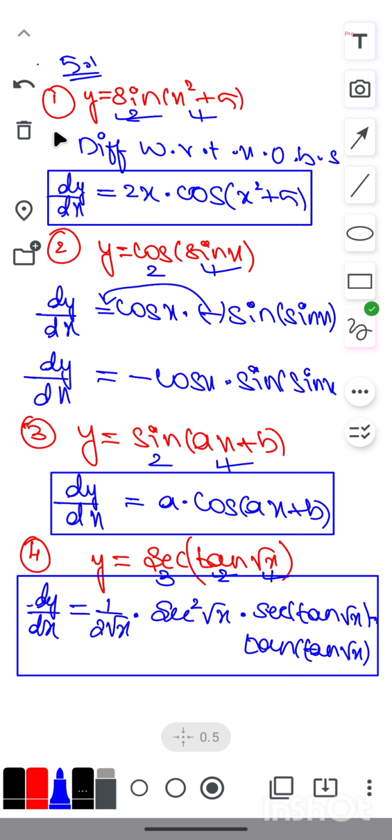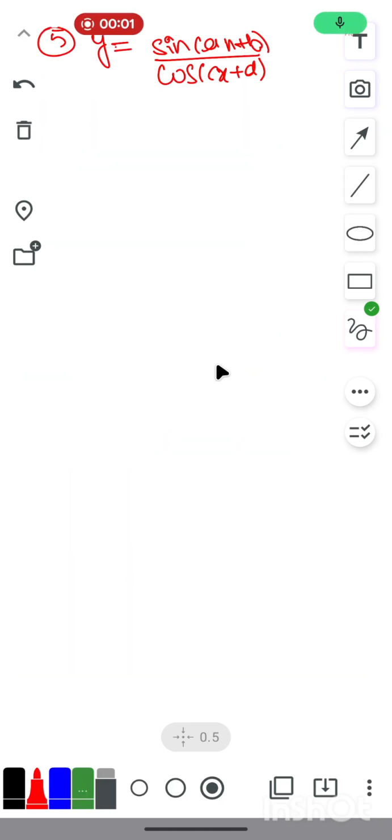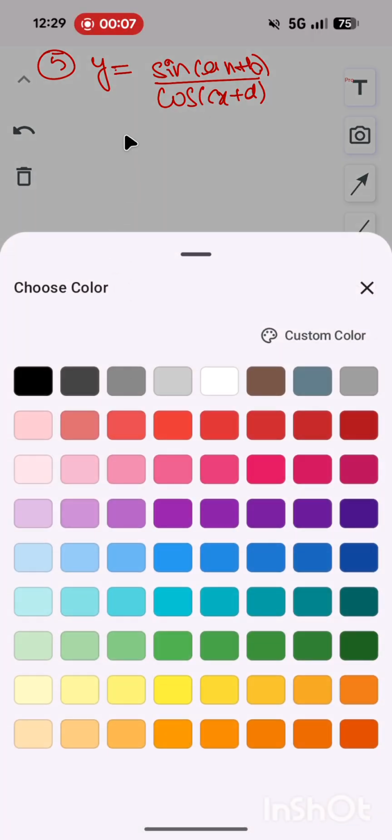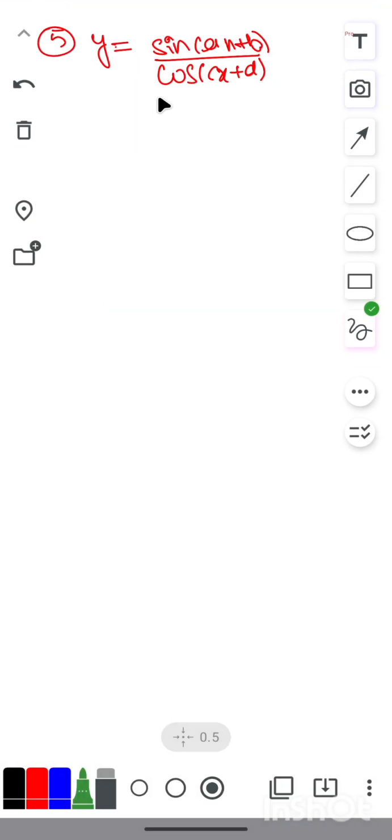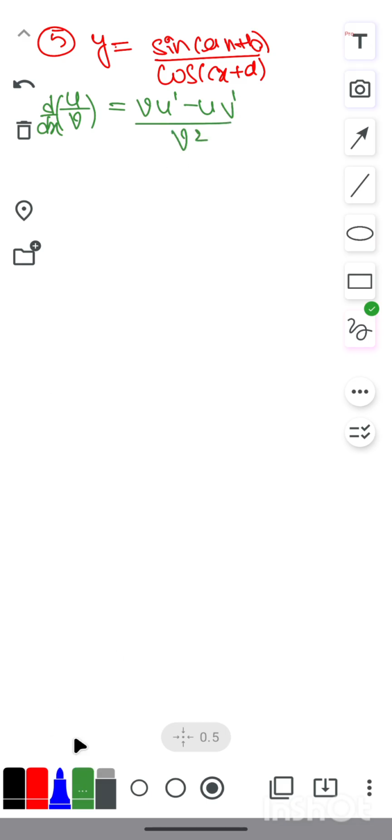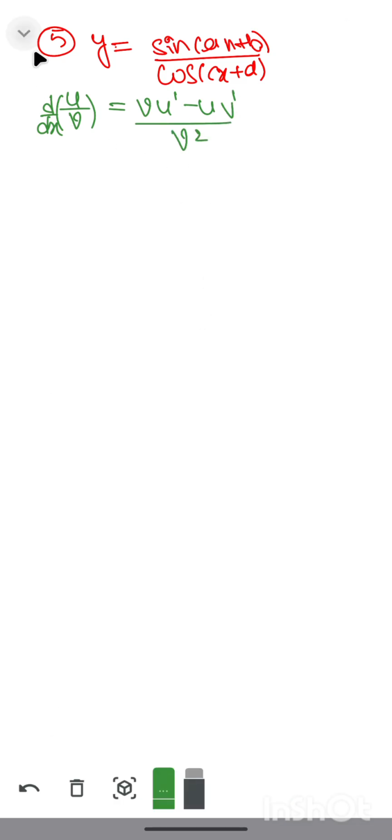Fifth question is given as y is equal to sine of (ax plus b) whole divided by cos of (cx plus d). When we have a function of this form, we find the derivative by using the quotient rule, that is d by dx of u by v is equal to (v into u dash minus u into v dash) whole divided by v square. This is the one formula which we use to find the derivative of a function of the form u by v; we call it the quotient rule.